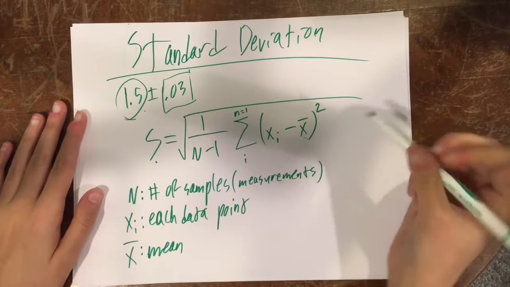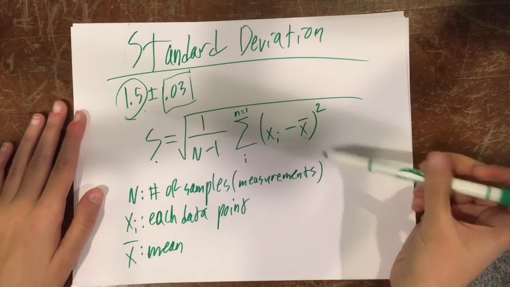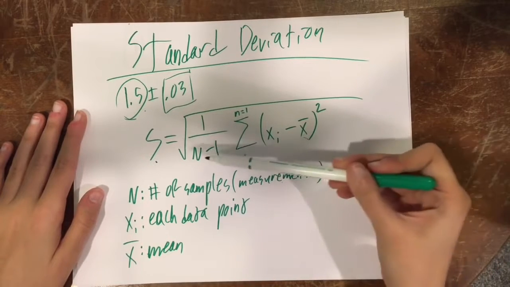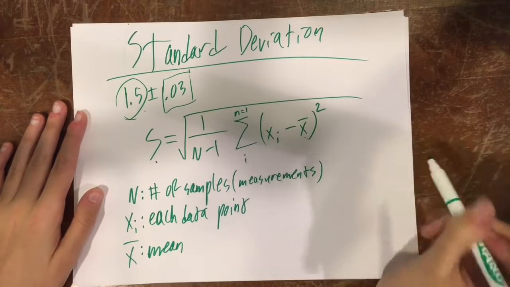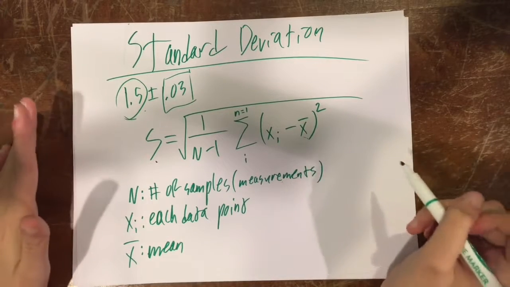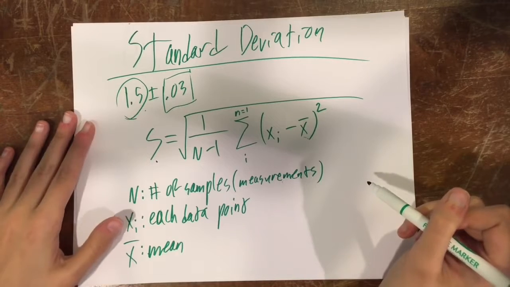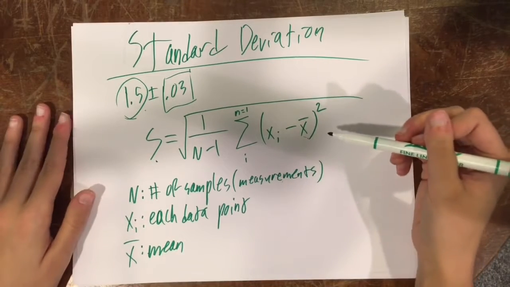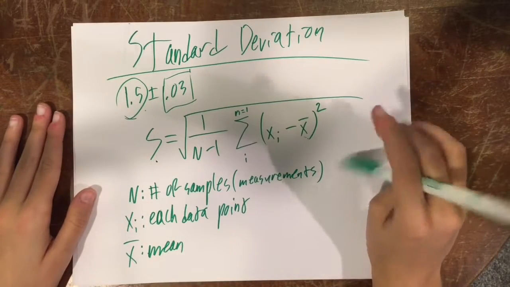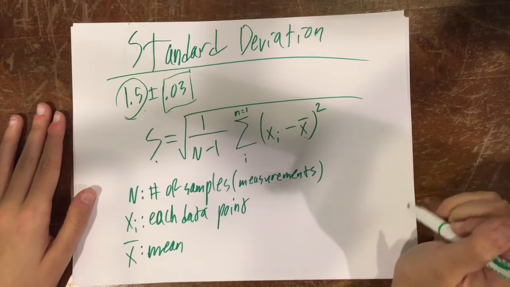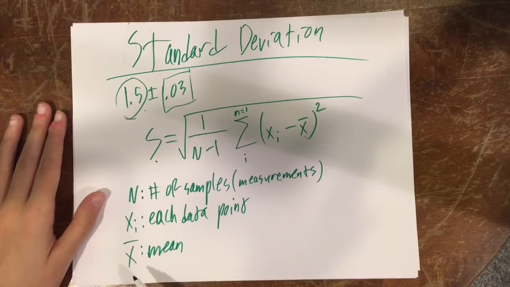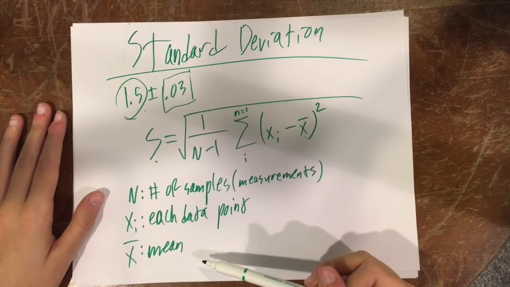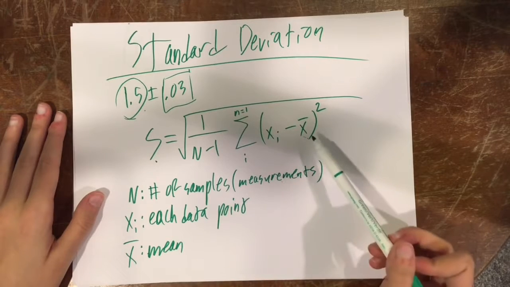So what these things mean: N is your number of samples or measurements, whatever you want to call it. That's pretty simple. Xi, in case you forgot, I think it's in another equation, stands for each individual data point you have. And this symbol, this x, is not a vector hat, it is just a straight line, and it stands for the mean of all your data points.